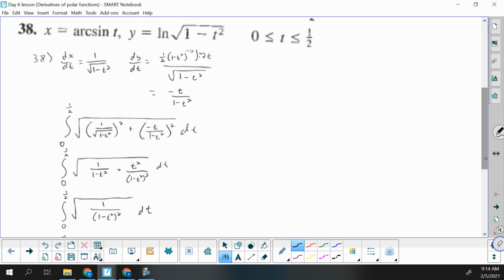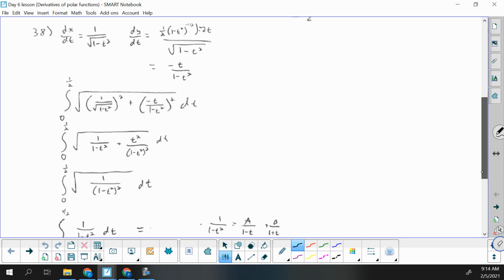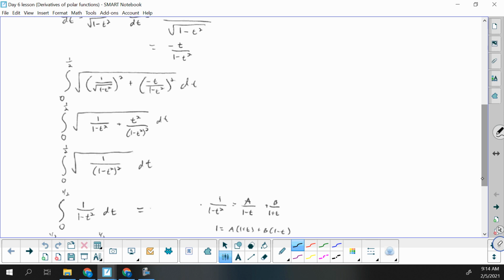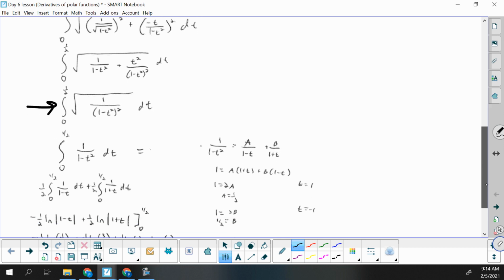So our arc length integral, we have square root of each of those squared and then added. When we square those, we can then get a common denominator by multiplying the first fraction by 1 minus t squared. When you multiply that first fraction by 1 minus t squared, and then combine like terms in your numerator, the 1 minus t squared and the plus t squared will just give us 1. Well, we can take the square root of each of those. We get 1 over 1 minus t squared. Well, now that factors into 1 minus t and 1 plus t.